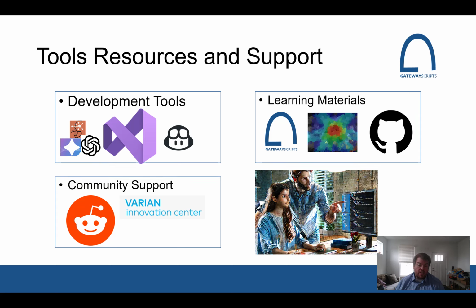There are many additional tools and resources at your disposal, such as development tools like Visual Studio, which now comes pre-installed with GitHub Copilot, and other AI programming assistants such as ChatGPT, Claude, or Gemini. There's other learning materials out there, namely the Gateway Scripts programming courses, some Variant-provided material on the variantapis.github.io, and also open source projects that you can take inspiration from on GitHub. In the community support page, there is an ESAPI subreddit, as well as the Variant Innovation Center at developer.variant.com, where you can ask questions to experts all around the world as you continue your journey with Eclipse Scripting.